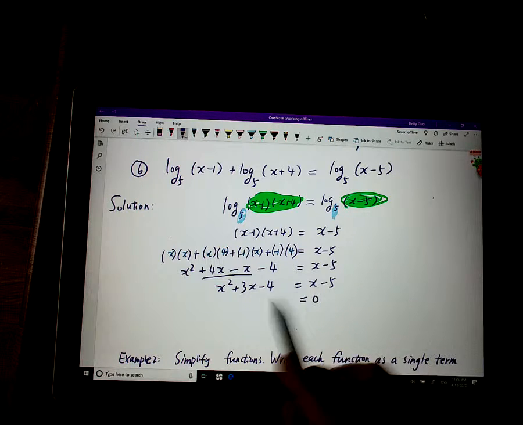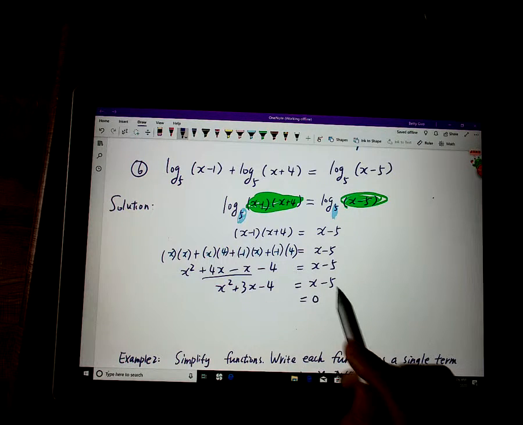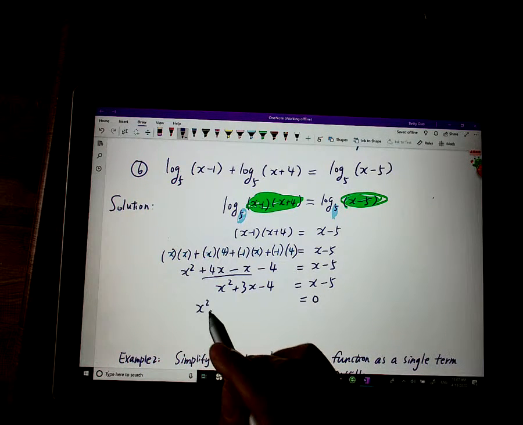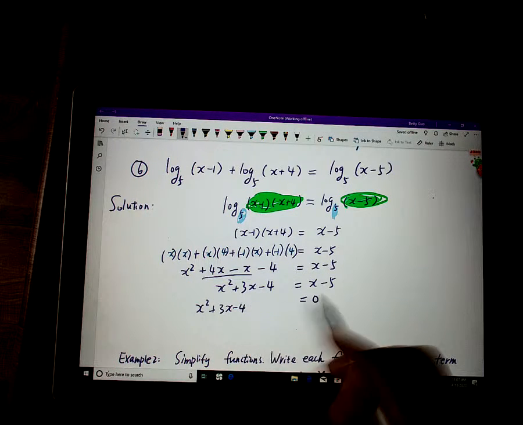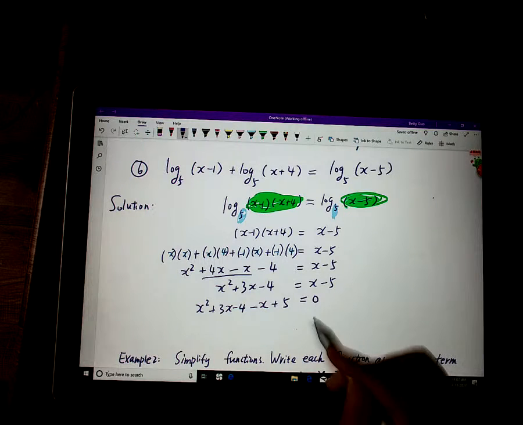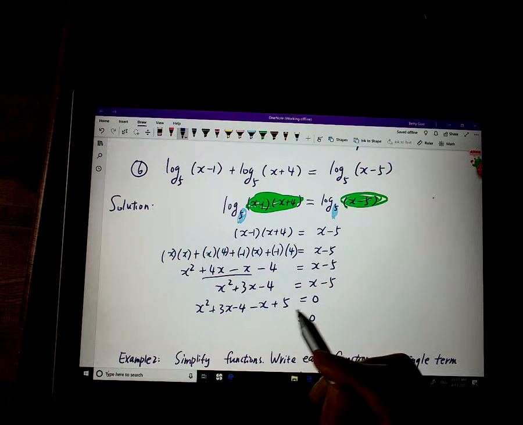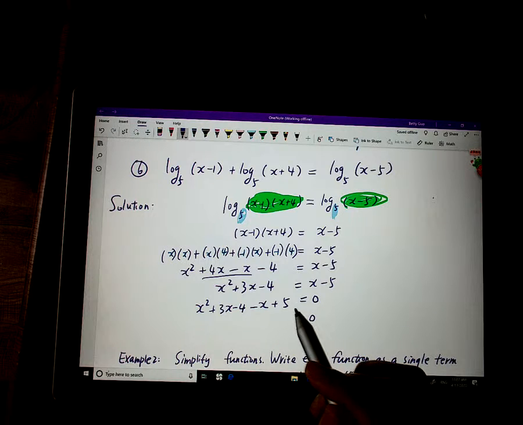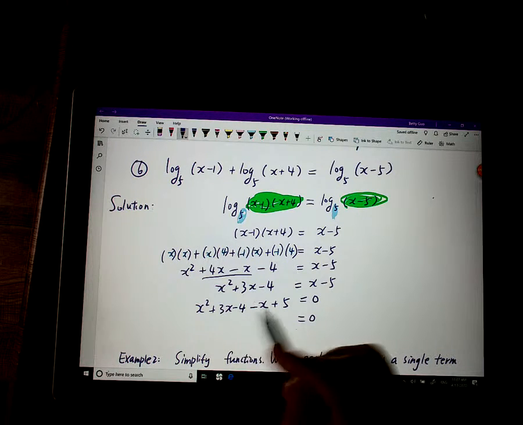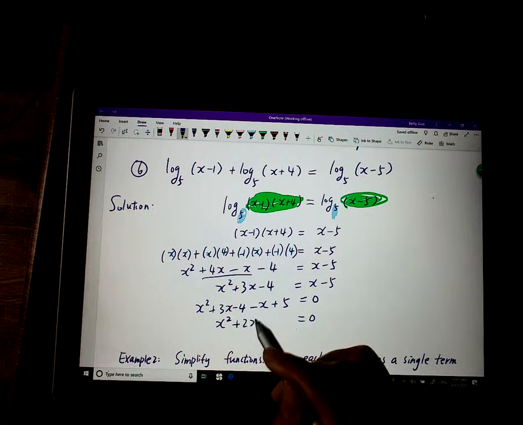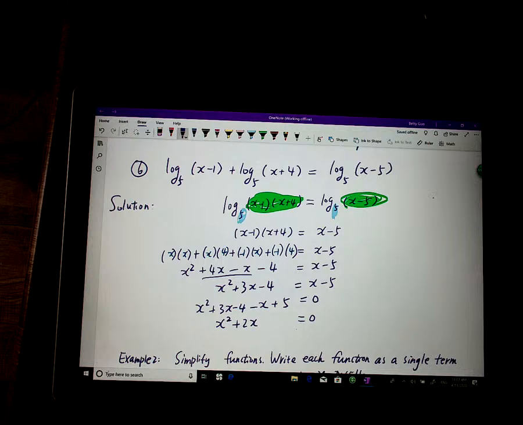I'm going to move x over. So we would have a negative x on the left. Move negative 5 over. We would have a positive 5. Copy x squared plus 3x minus 4 minus x plus 5. That's my transposition of terms. Combine like terms. The reason we put them together is because we cannot combine like terms if they are on different sides of the equation. Now they are together, we can combine them. x squared. 3x minus x, 2x. Negative 4 plus 5, positive 1.